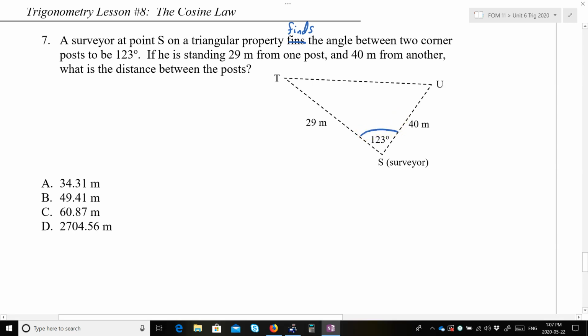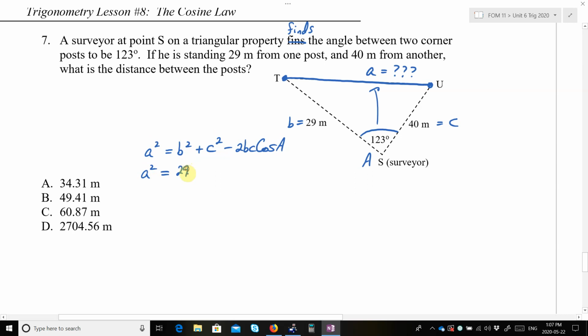Okay, so he wants to find the distance between these two posts. We have an angle in between two sides, so that's classic cosine law. So we call our angle A, and then we know that the side across from it is little a, and that's what we want to find. And this can be b and this can be c. So a squared is equal to b squared plus c squared minus 2bc cos A.